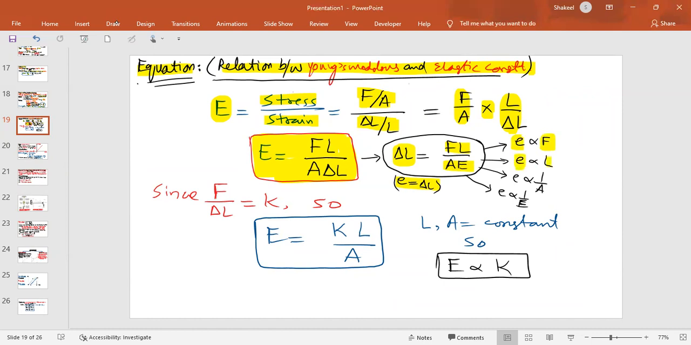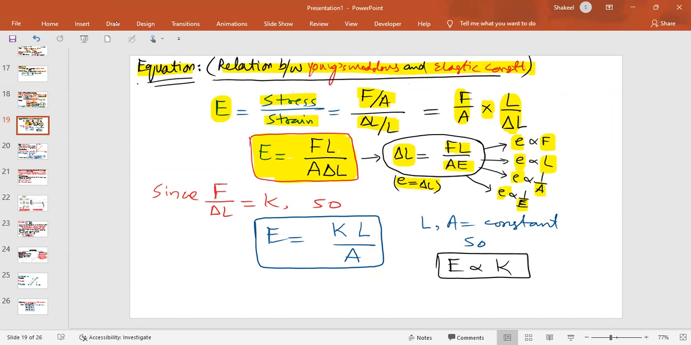The second factor is that extension is proportional to length. For longer wires, more extension will be there as compared to shorter wires. For the cross-sectional area, it is inversely proportional: thinner wires will be stretched more as compared to thicker wires. And for Young modulus, it is again inversely proportional. So if a material has a lower value of Young modulus, you can stretch it more.